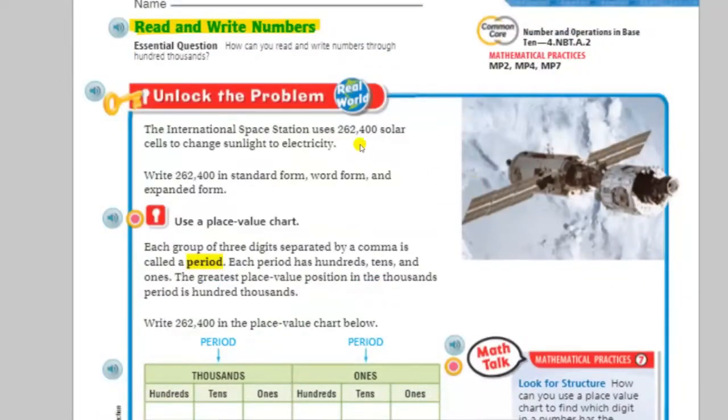Okay, here, in this problem, the International Space Station uses this number. We don't know how to read it or write it. We're going to know today. Solar cells to change sunlight to electricity. Okay, write this number in standard form, word form, and expanded form.